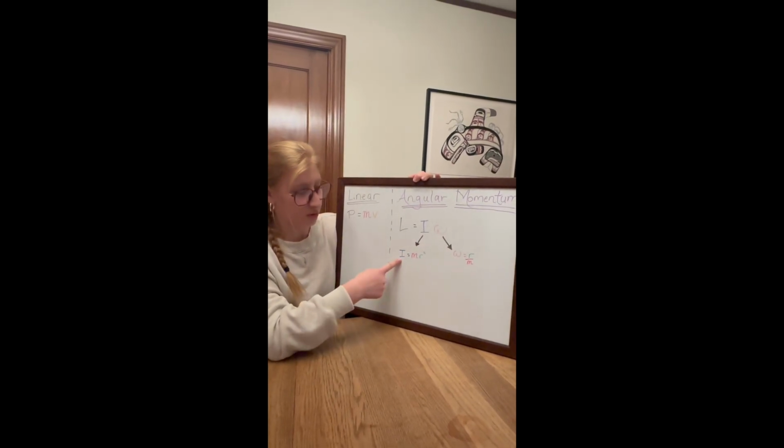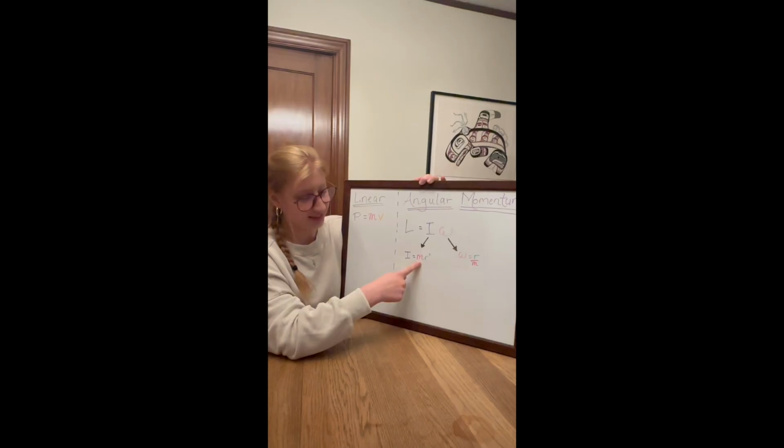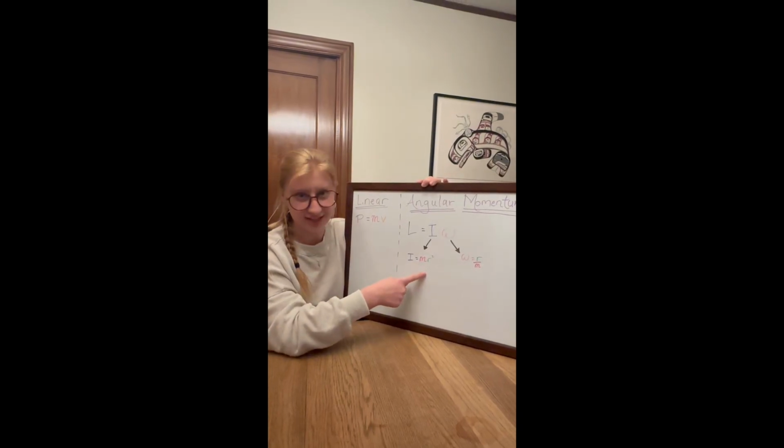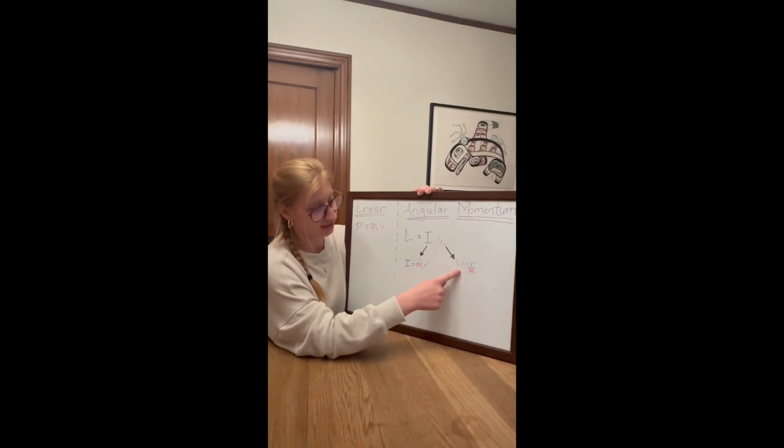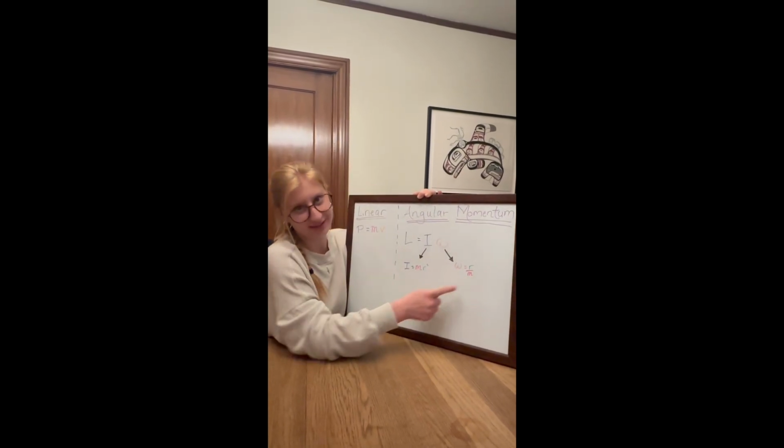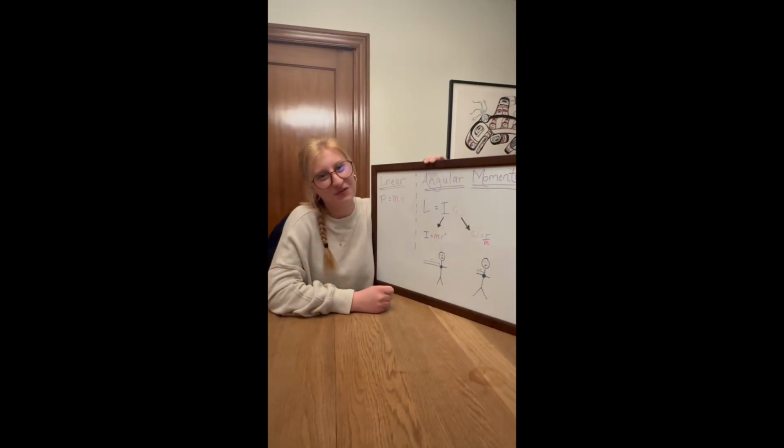I, or the moment of inertia, is equal to your mass times your radius squared, where your radius is the distance from your center of rotation. And omega is equal to your radius divided by your mass. Huh? Okay, let me give you a real-life example.